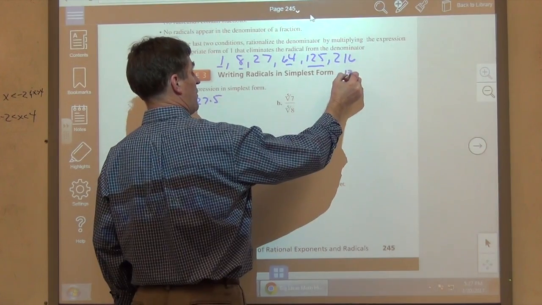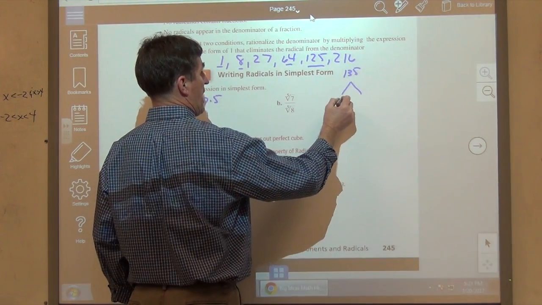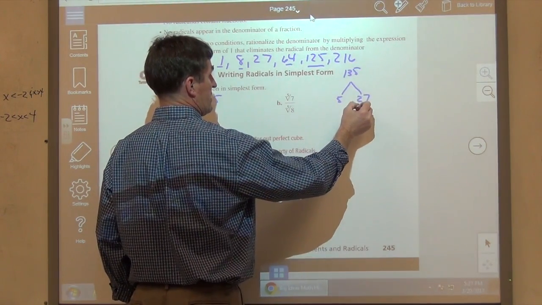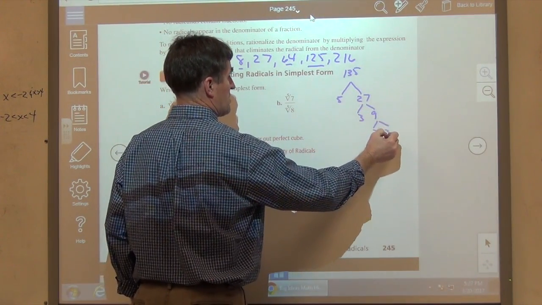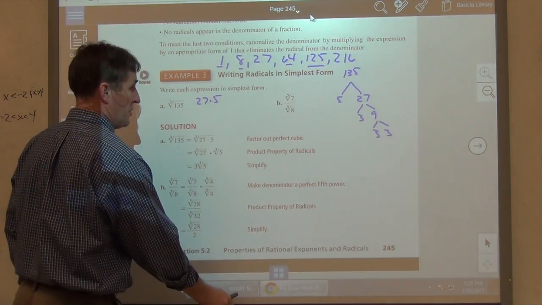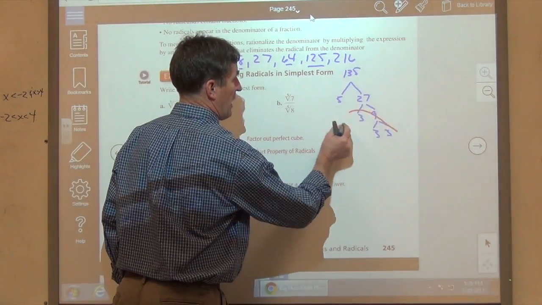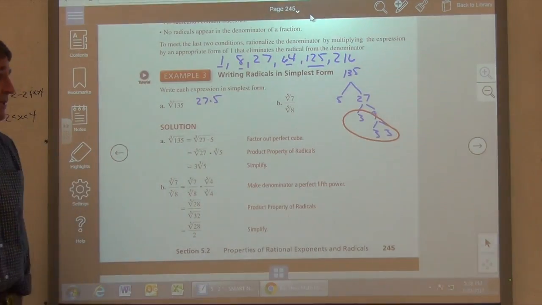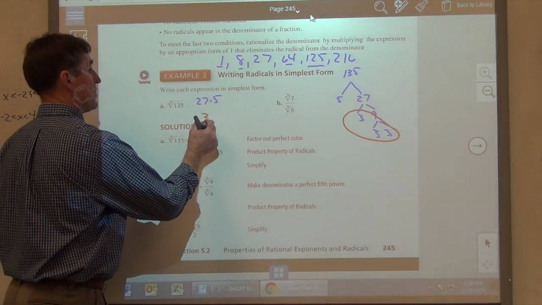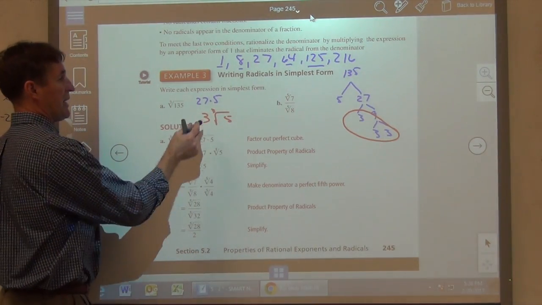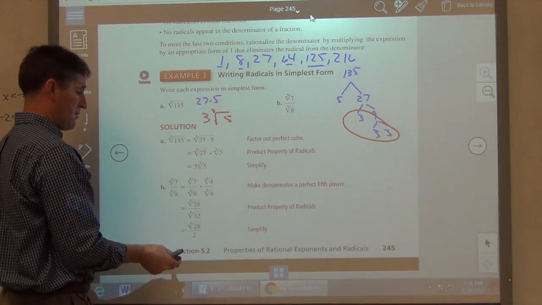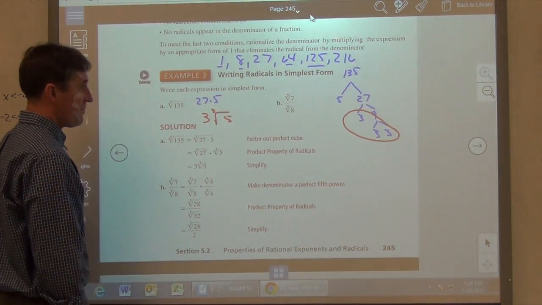I'll show you that. 135. So that would be 5 times 27, 3 times 9, and 3 times 3. Since we're taking the cube root, you group them now in groups of 3. And so the same thing would be 3 and then the cube root of 5. Make sure, a lot of people will drop that when they come to do it.